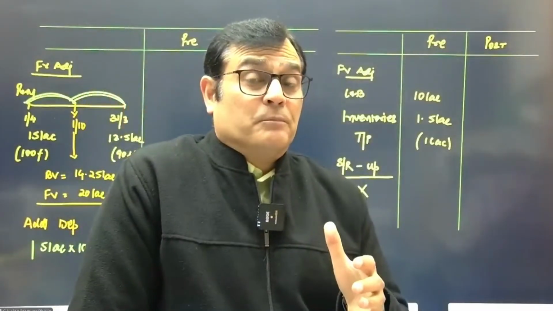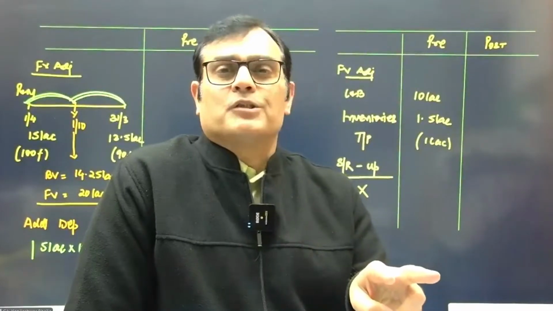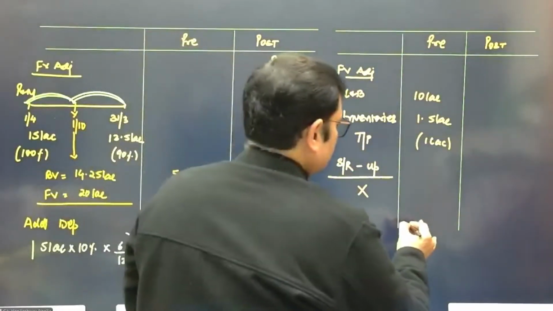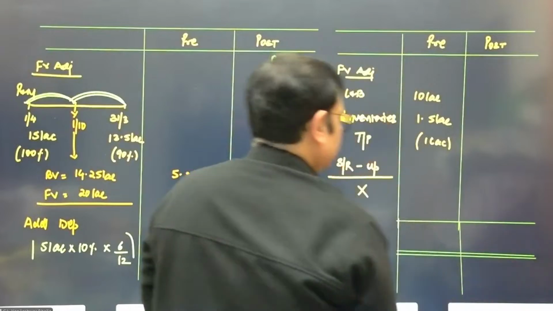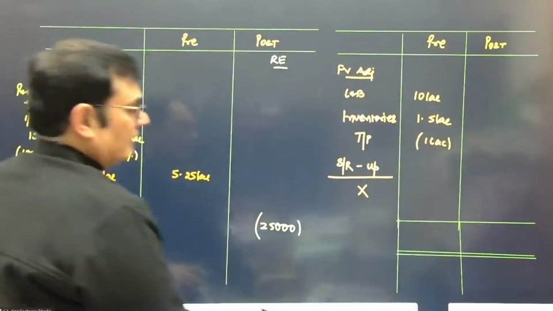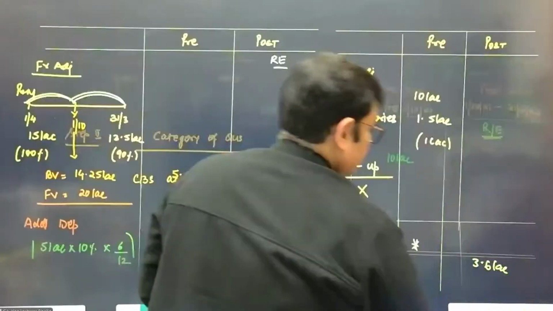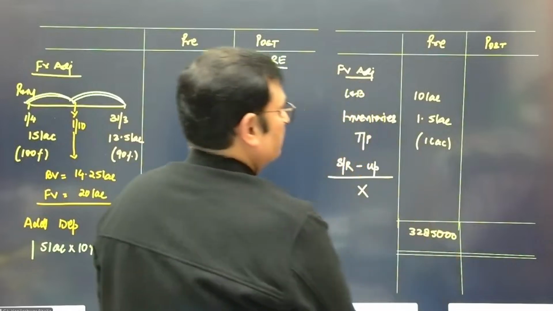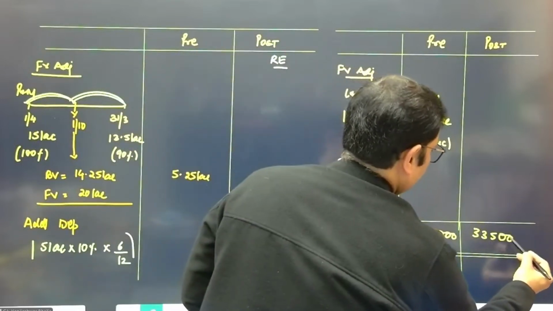Isn't life simple when you go step by step? Your focus is very clear on what is to be seen at each stage. Brilliant. Let's now consider the sum total of all this, and we will get the total of pre and post. So this is pre-acquisition 32 lakh 85,000, and the post is 3 lakh 35,000.